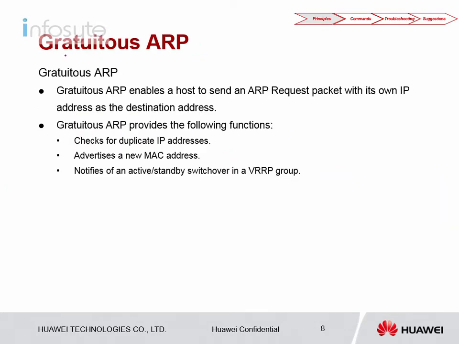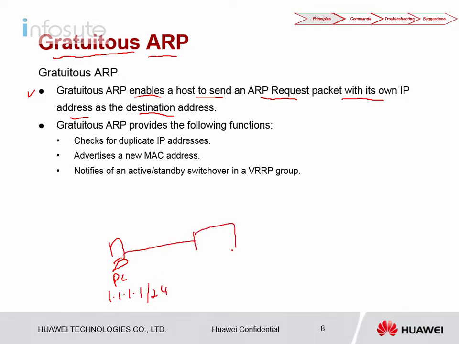Next, we are going to examine what we call gratuitous ARP. Let's look at the definition of a gratuitous ARP. Gratuitous ARP enables a host to send an ARP request packet with its own IP address as the destination. So if I have a PC, let's say PC1 with 1.1.1.1/24, connected to a switch, and the switch connects to the network here, with a lot of other PCs in this network, we are going to send a gratuitous ARP.